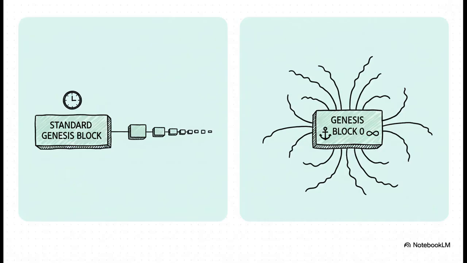Okay, check this out. On the left, you've got your standard Genesis block. Its job is simple: kick off a chain of transactions. It's a starting point. But then you look at Genesis block 0 on the right, and it's a whole different animal. Its purpose isn't to start something, it's to anchor meaning. Its nature isn't a point of origin, it's a point of convergence. This is a total shift from recording history to preserving an idea.